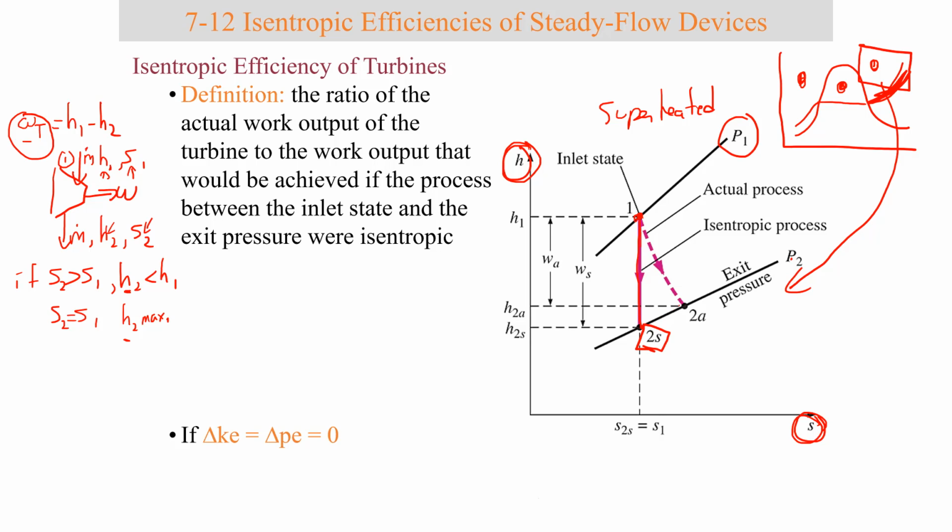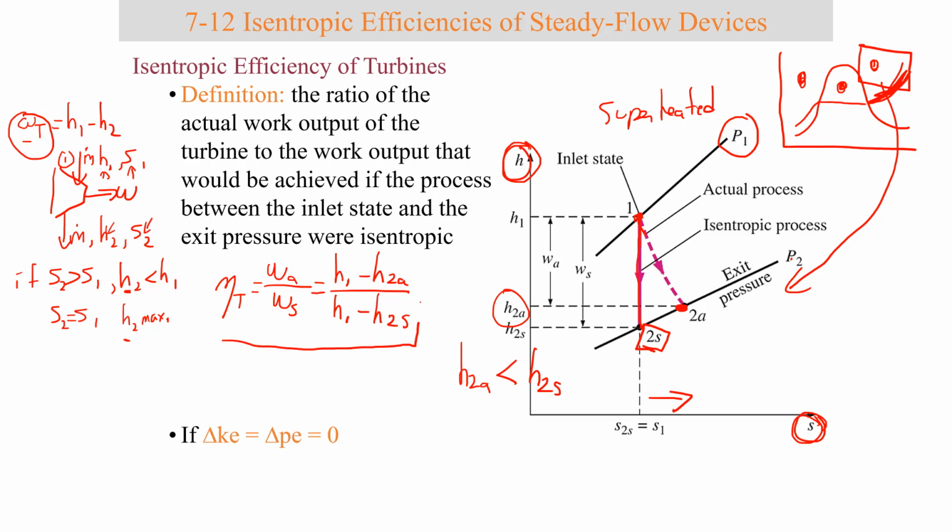Now, the actual process will result in some increase in S, right? The further over to the right I go, the more increase in entropy I have. So if my entropy coming out is greater than the entropy going in, I come out a little higher up. This is a constant pressure line, so all the pressure values on this line are the same, but if I produce some entropy, my actual enthalpy coming out, H2A, is greater than the isentropic H2S. Basically, the efficiency of a turbine is the actual work coming out over the isentropic work coming out. Actual work is the enthalpy in minus the enthalpy actually coming out, divided by the enthalpy in minus the enthalpy coming out if the process were isentropic. That is the definition of the isentropic efficiency of a turbine.